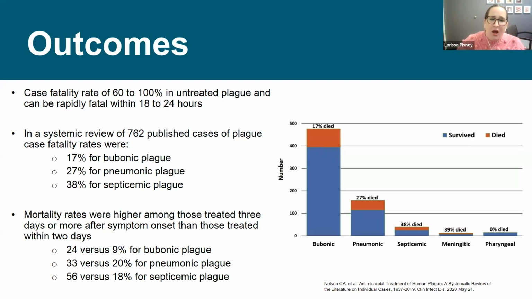This paper did go on to look at case fatality rates across agents used and what they were able to show. But again, this is slightly over between 700 and 800 patients. Case fatality rates were similar for patients that were treated with aminoglycosides, fluoroquinolones, or tetracyclines. Case fatality rates for patients treated with sulfonamides was slightly higher, but they noted in the paper that this could have been affected by a time period bias.